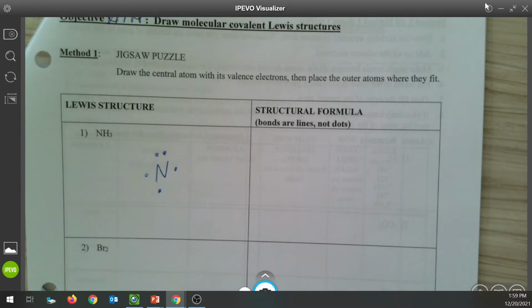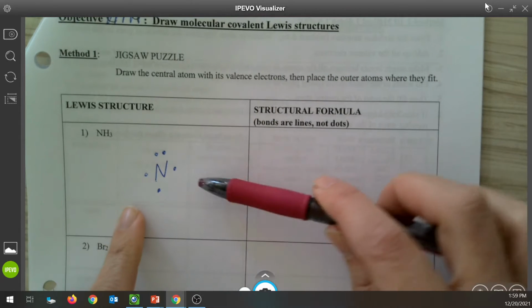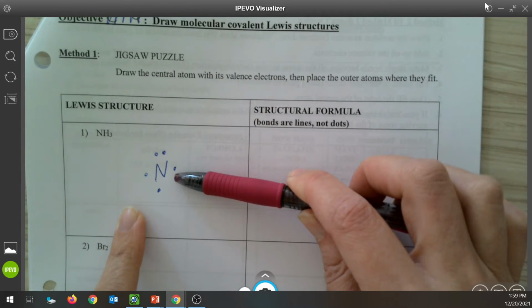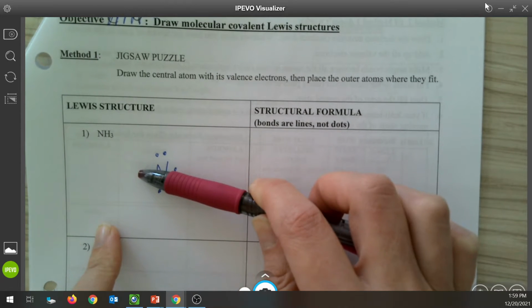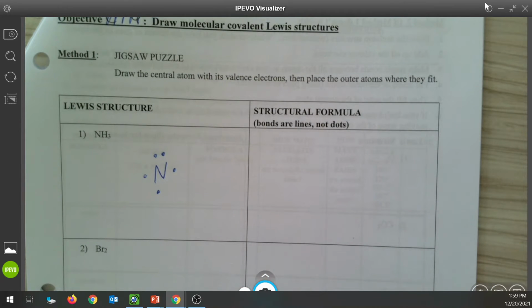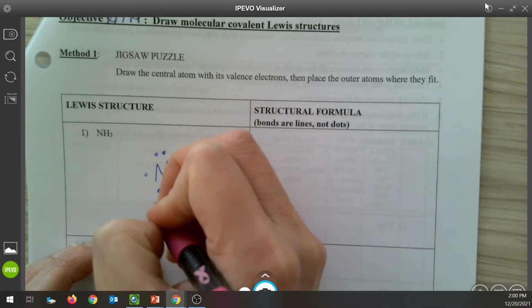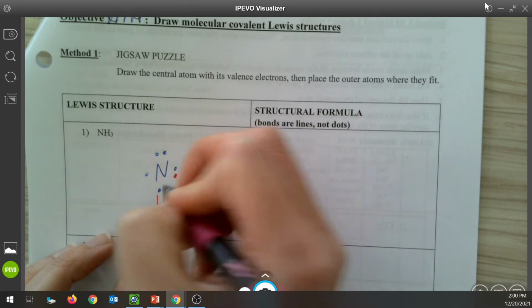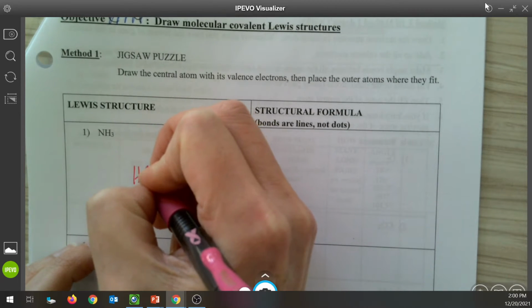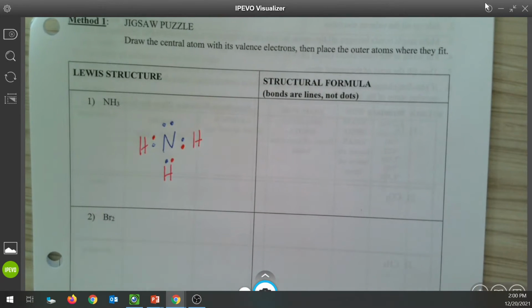And then place the outer atoms where they fit, okay? N needs 8 valence electrons to be stable. So we're going to see that one of the H's will latch on here, and one of the H's will latch on here, and one of the H's will latch on here. How many valence electrons does H bring with it? 1, okay? So with your other color, draw an H, bringing 1 electron. Draw an H, bringing 1 electron. Draw an H, bringing 1 electron.